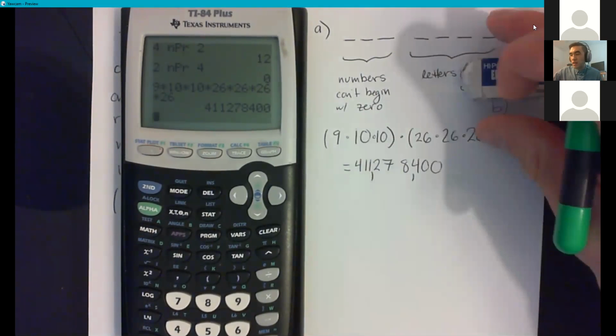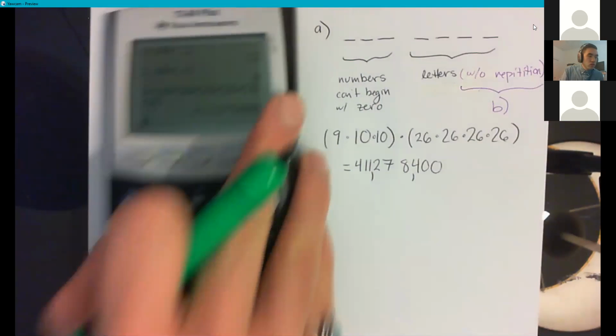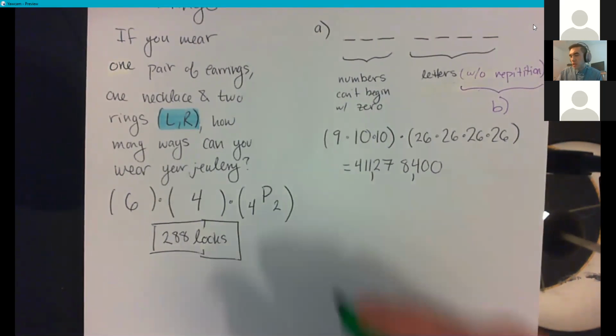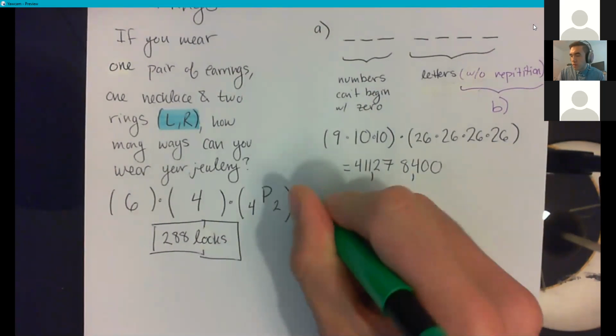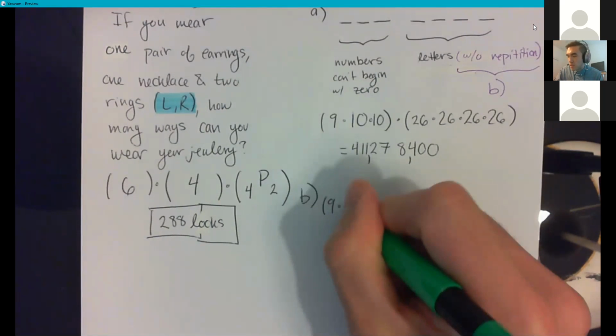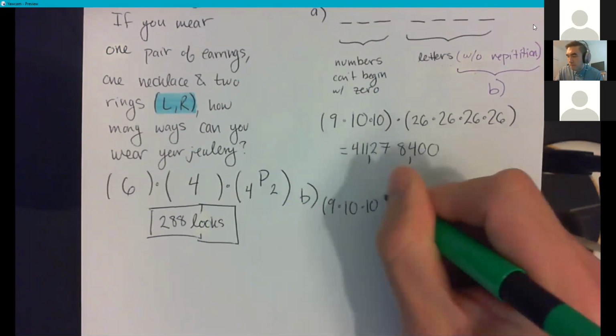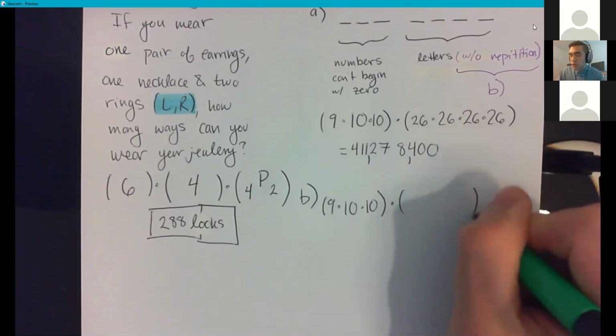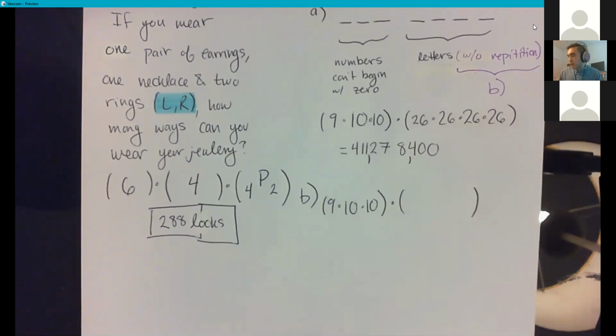Now let's say we add this additional wrinkle. The letters that are placed in here must be placed in without repetition, right? And this will lead to a pretty different solution. So without changing the rules for the numbers, that won't change, right? So that'll be 9 times 10 times 10. But if we force ourselves to use these 4 letters without repetition, what's a good way that I could represent that?